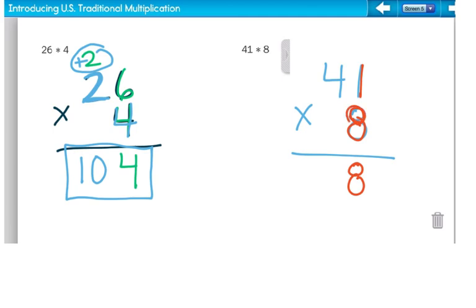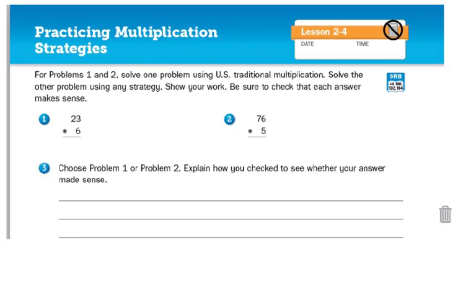Nothing to carry over, so we multiply the 8 times the 4, which is 32. The product is 328. So those are some real simple problems to begin with. We're just going to start out that way, and as we progress, we'll get more challenging problems. Let's go ahead and open to journal page 48.